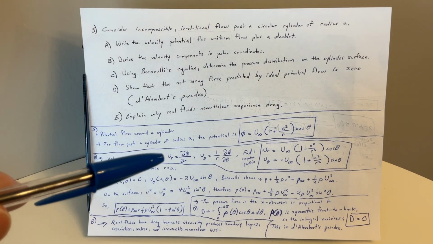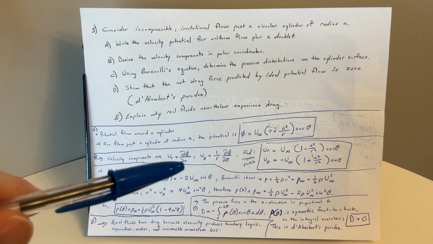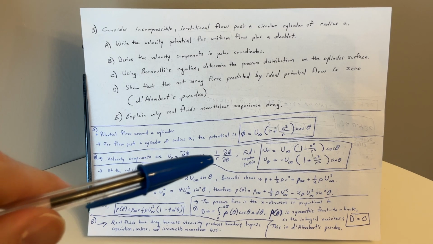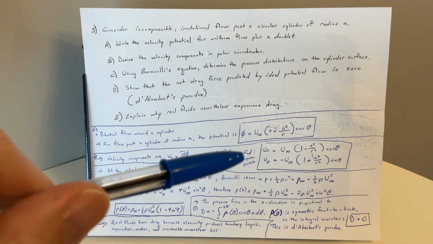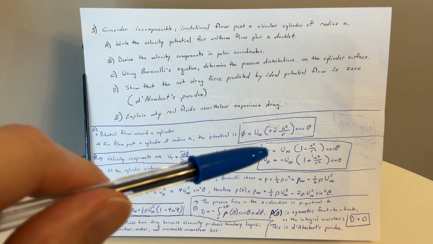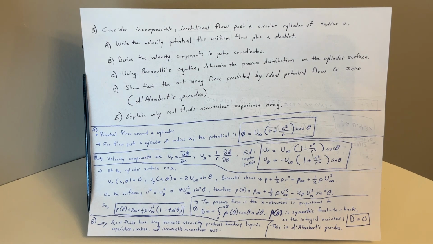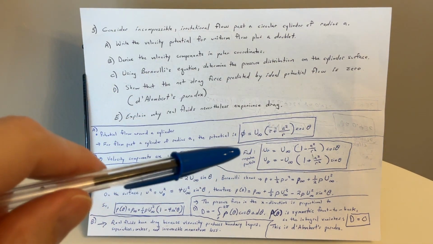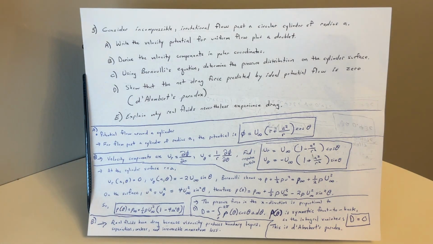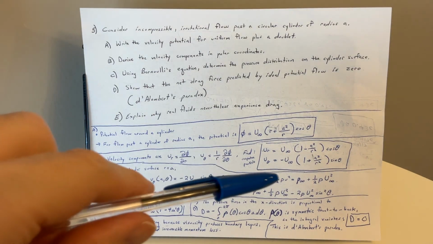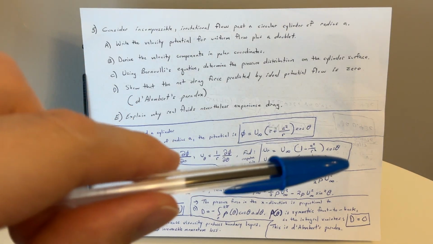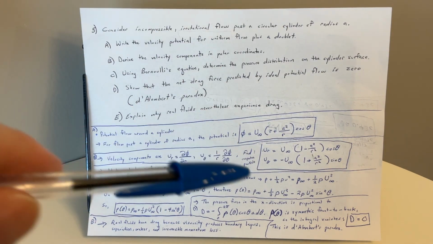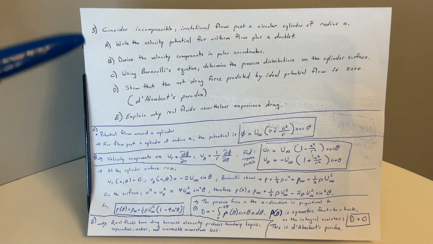So the velocity components are u_r equals d phi over dr, and u_theta is 1 over r d phi over d theta. So we find respective partials. We wind up with u_r equals U infinity times the quantity 1 minus a squared over r squared, cosine theta. u_theta equals negative U infinity times the quantity 1 plus a squared over r squared, sine theta. So both of these, A and B, are canonical.